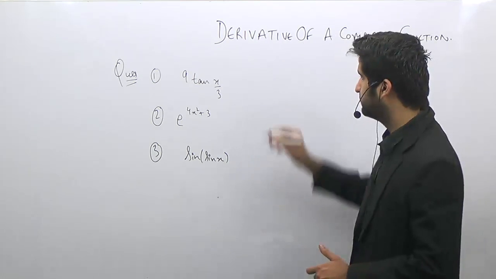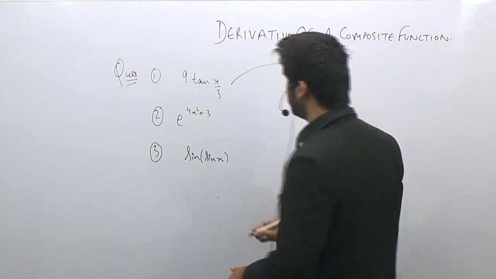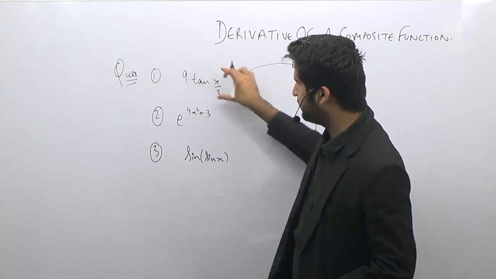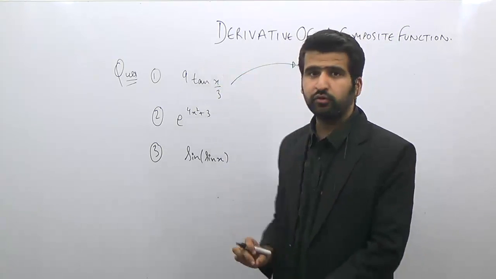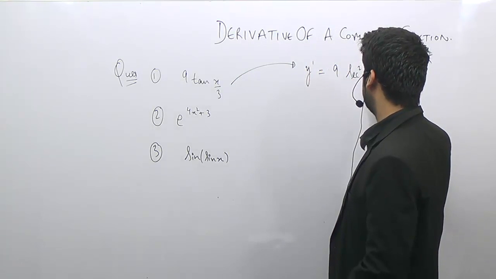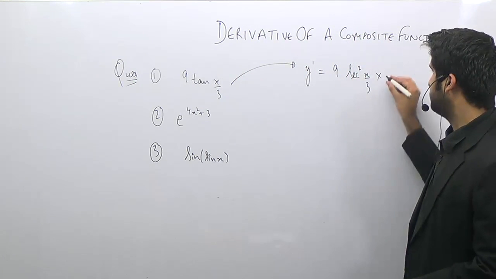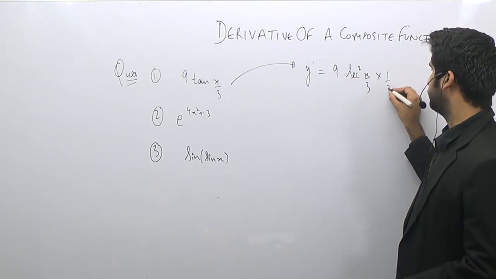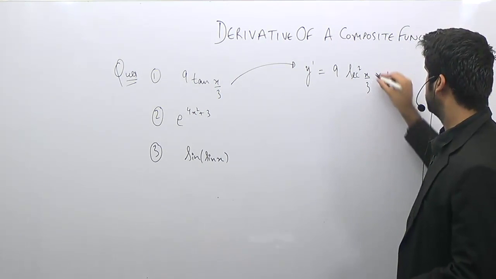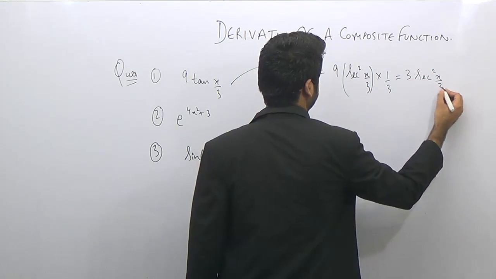So now I'm going to solve the problem. The first one. In this case, y dash or f dash will be equal to, now this 9 will make no difference here. First of all, I have to differentiate the tan function. The differentiation of tan is sec square. So this will be equal to secant square x by 3 multiplied by the differentiation of x by 3. Now the differentiation of x by 3 can be written as 1 by 3 only. Since 1 by 3 is a constant, it will come out of the differentiation and we just differentiate x only. So the answer will be 3 times sec square x by 3.